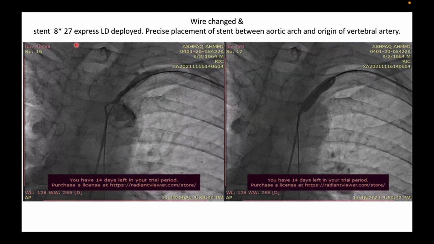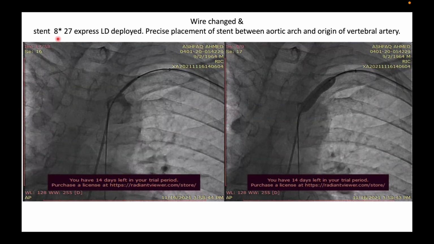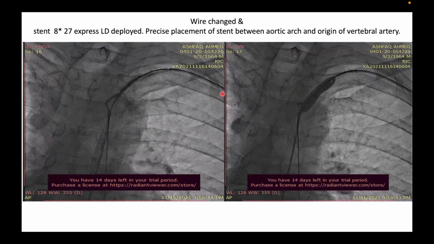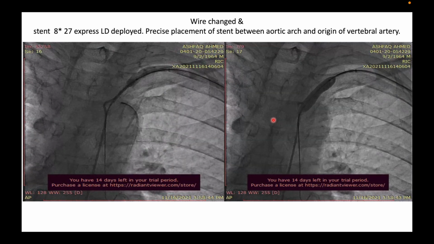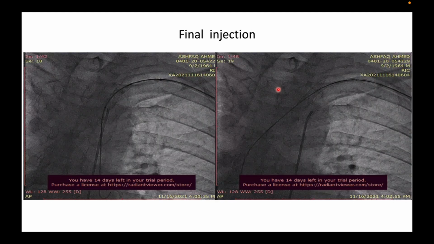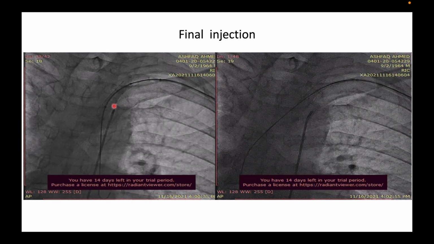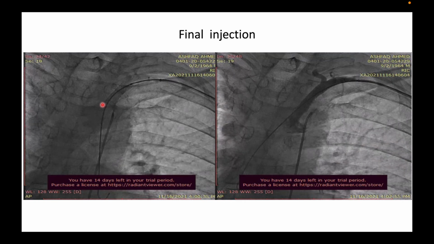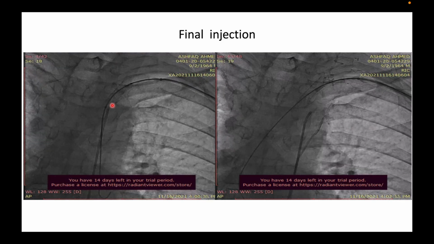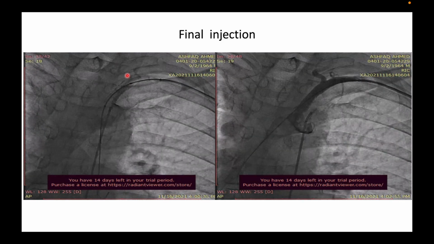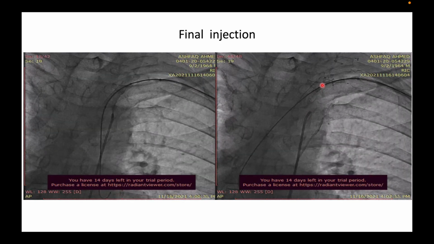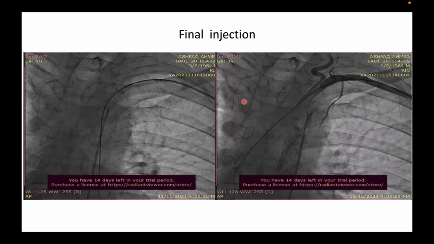This is a stent, again Express LD 8 by 27 millimeter, and that's a precise placement of the stent between the aortic arch and the origin of the vertebral artery. So we are avoiding both. So here you can see it's a flush placement of the stent in the aortic arch at the ostium of the subclavian artery, and it has avoided the origin of the vertebral artery as well. So here you can see the nice placement, and the vertebral artery is also safe.